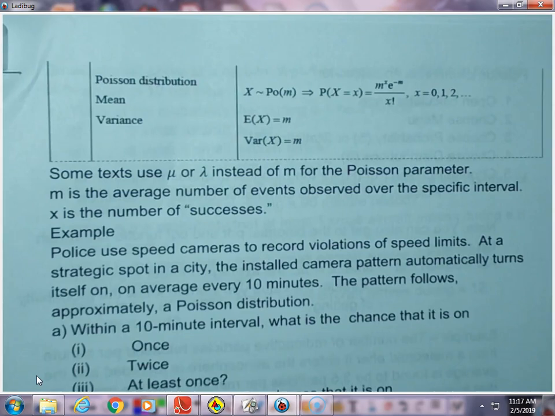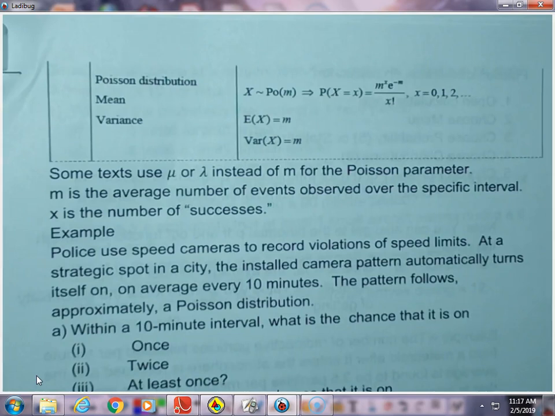So they're using m on the formula sheet. I said lambda a minute ago, but typically you'll see m or lambda. I think it might use lambda in the book. Here it says you can have mu or lambda. So sometimes they use different things, but the only parameter is the average of a certain amount of time.